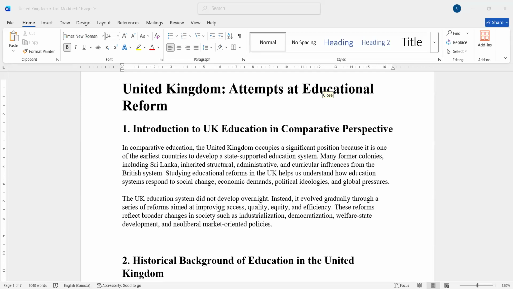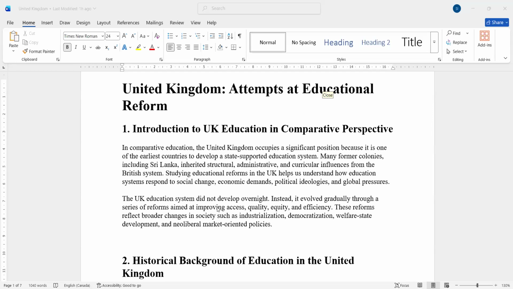Studying educational reforms in the UK helps us understand how education systems respond to social change, economic demands, political ideologies, and global pressures. So why did they have frequent reforms? Because of this. Even in Sri Lanka, political changes influence reforms. Even the new government is doing a reform. They are going to introduce a new education system from grade 1, right?